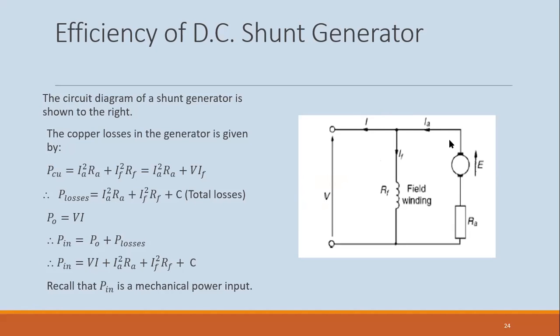and your input, which is a mechanical power input, is going to be determined by calculating your output power plus the losses. So your input is going to be found using this formula. So this is the electrical equivalent of the mechanical input power.